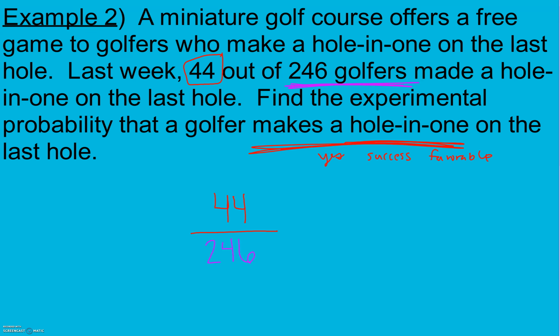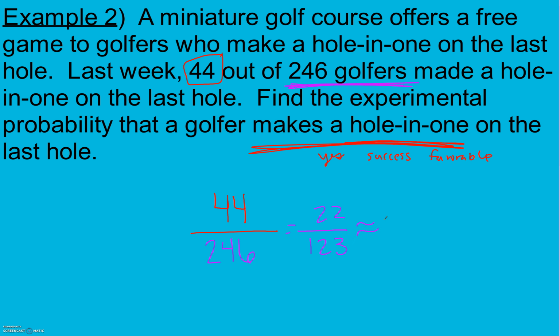246. And we can reduce this fraction if we wanted to, but it's still not going to be super helpful. If I have 44 over 246, even at its most simple, all I can do is take out a 2, and I'll have 22 over 123. If I tell you, hey, 22 out of 123 people, that doesn't really help you figure out how likely you are to make one, or you and your group of friends. So another way that we can write probability is as a decimal or as a percent.